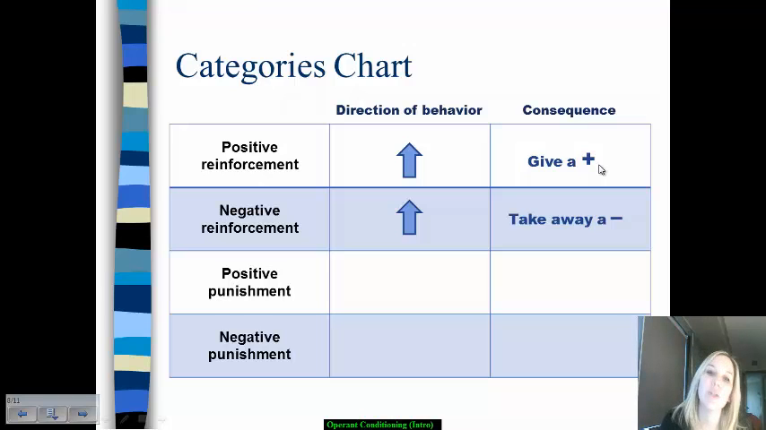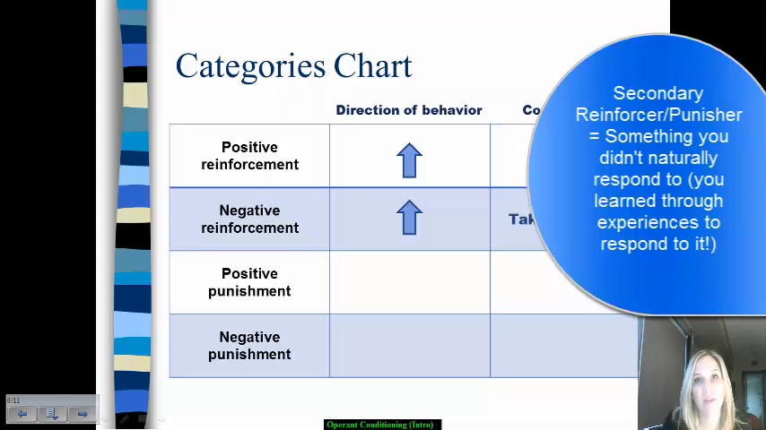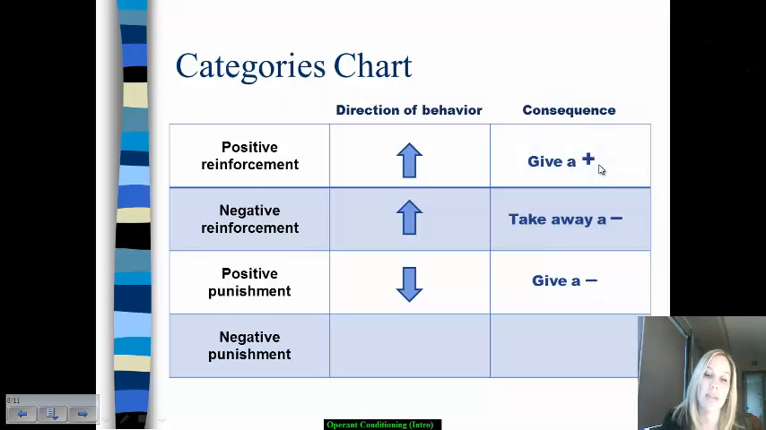Now, positive punishment and negative punishment, since they're punishments, the direction of the behavior, you're trying to decrease it. Where positive punishment is concerned, the consequence that's attached is that you are giving a negative. And in negative punishment, the direction of the behavior is to decrease, but it's because you are taking away a positive.